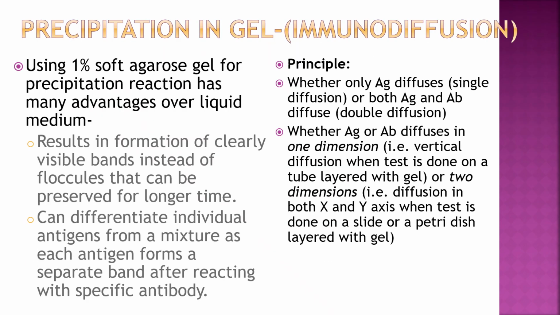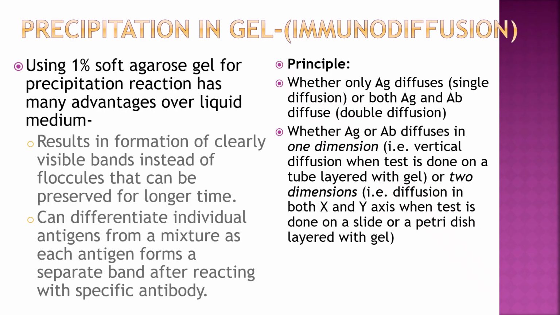Precipitation in gel is also called immunodiffusion. Using 1% soft agarose gel for the precipitation reaction has many advantages over the liquid medium. It results in the formation of clearly visible bands instead of floccules, which can be preserved for a longer time. It can differentiate an individual antigen from a mixture, as each antigen forms a separate band.